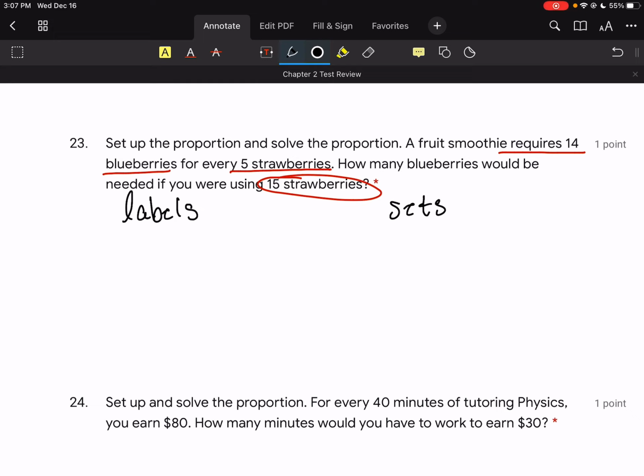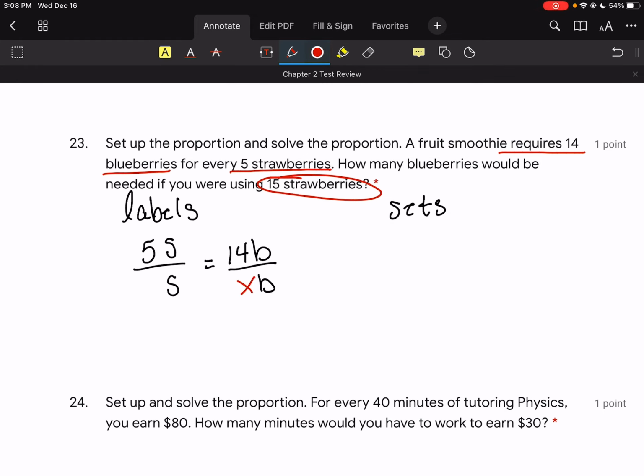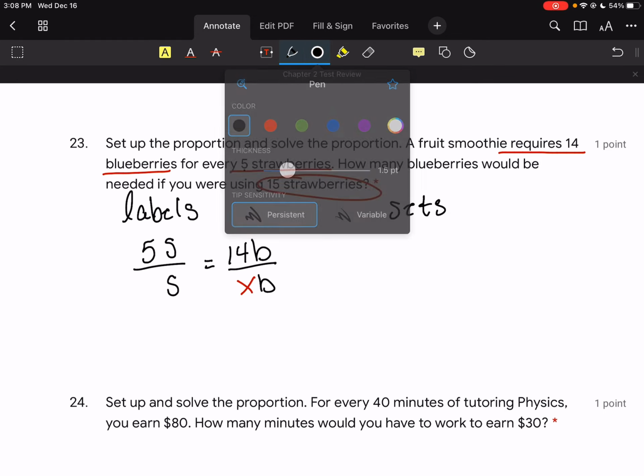So your labels are strawberries and blueberries. So if I do that, I'm going to put my strawberries with my strawberries and my blueberries with my blueberries. So I have 14 blueberries, and that's equal to 5 strawberries because that's what I'm told. They're in the same sentence, so that's what they're equal to. Then I want to know how many blueberries, so the second blueberries is going to be my x value if you were using 15 strawberries.